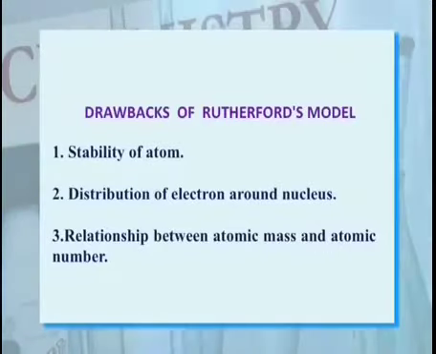Now, after this Rutherford atomic model, there were also some drawbacks. The drawbacks of Rutherford model were like this: the stability of atom, that means Rutherford model does not explain the stability of atom, that is the actual position of electrons and protons in an atom. Distribution of electrons around the nucleus, it was not mentioned in this model where the specific position of electrons and protons is. Relationship between atomic mass and atomic number is also not explained by the Rutherford atomic model. These were the main drawbacks.